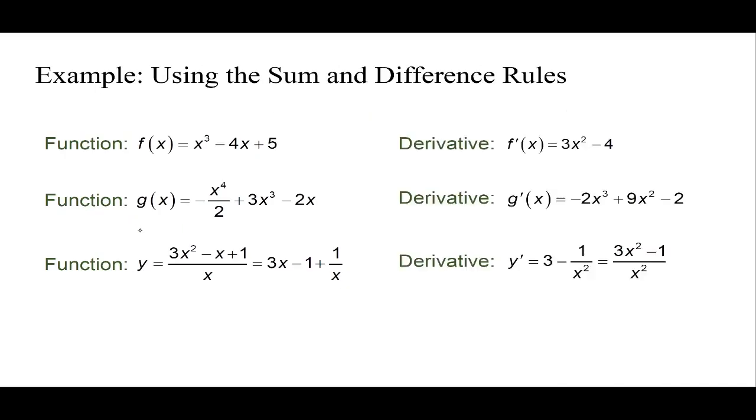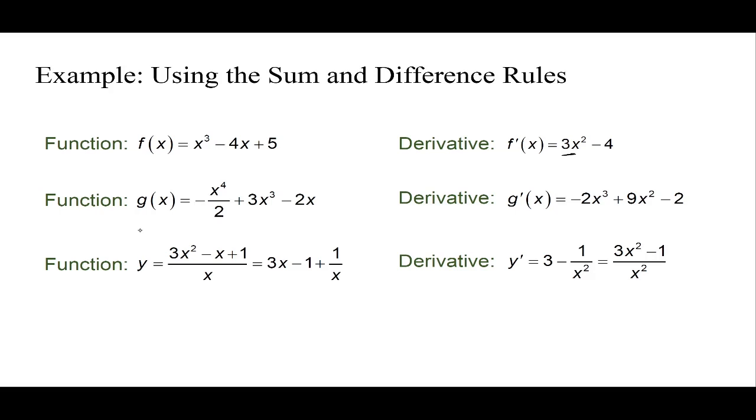So if you look at the answer here, the derivative of the first expression is 3x squared. That's why it's 3x squared. Minus is coming from there. The derivative of 4 times x is 4. Plus the derivative of 5 is 0. So you don't have to write 0 here.